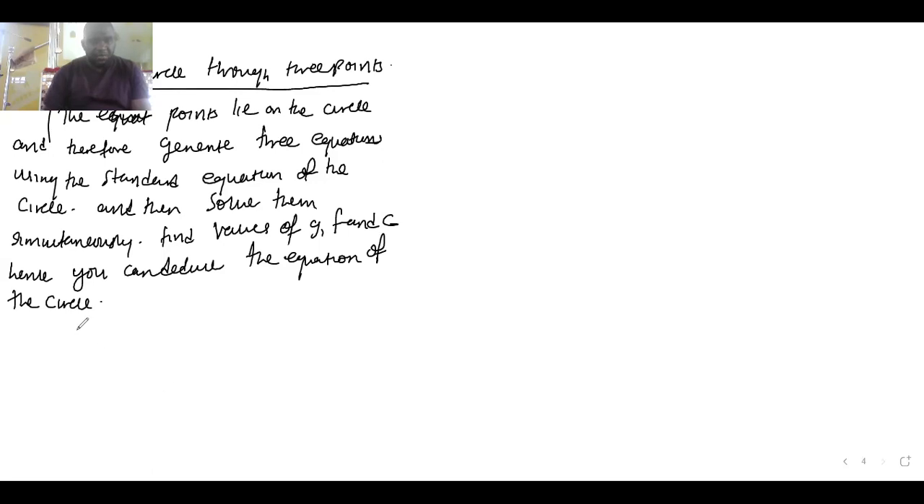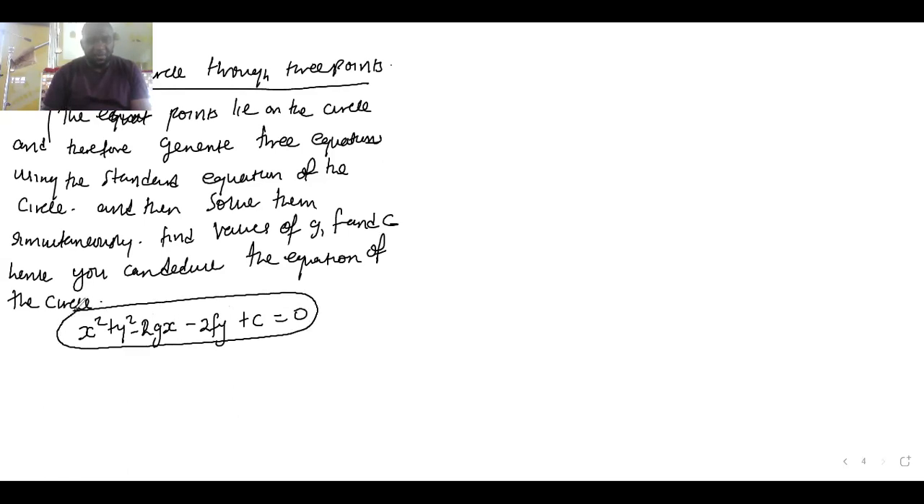Now, the standard equation, remember, is x squared plus y squared minus 2gx minus 2fy plus c is equal to 0. So for those of us who do not recall what the standard equation is, whoever was asking me why we expand, we are going to see the reasons why we expand.